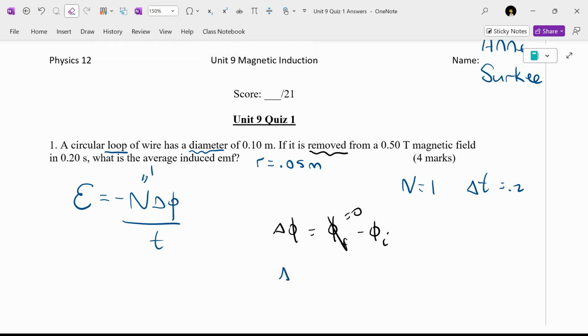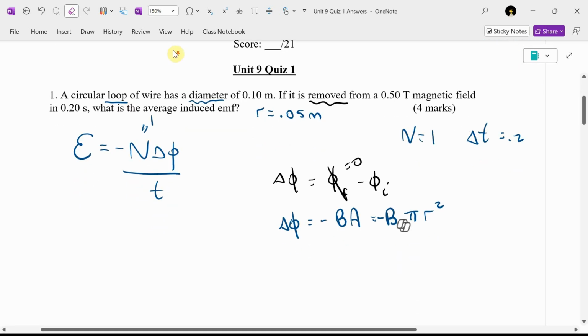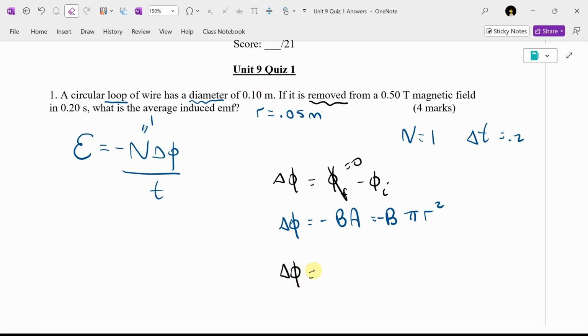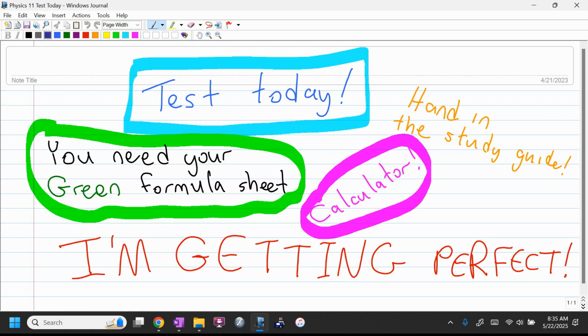So the minus sign drops down like a domino: the magnetic field times the area. What's the area? Well, it's a circle, so it's going to be the magnetic field with the negative in front of it times pi r squared. I did give you the area of a circle on your formula sheet, I believe. So the change in flux is going to be negative 0.5 times pi times 0.05. Don't forget the squared. Yep, wrong button, Mr. Dueck.